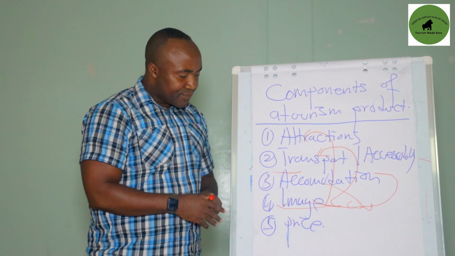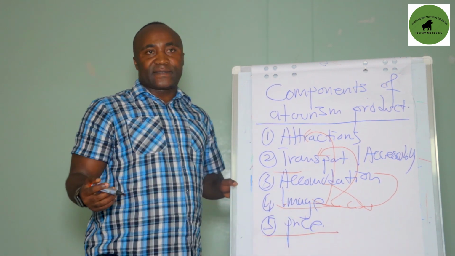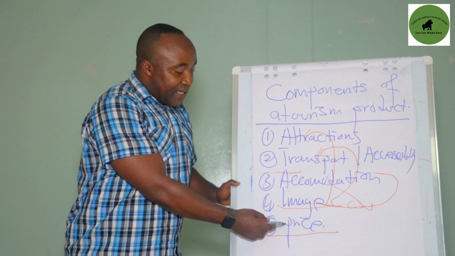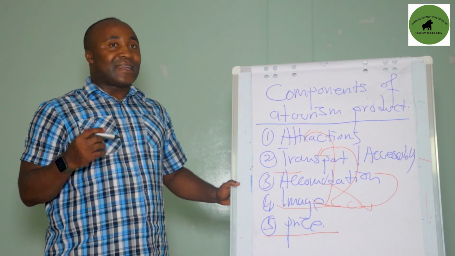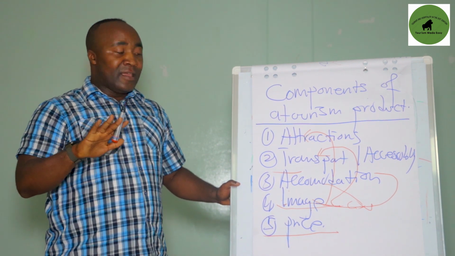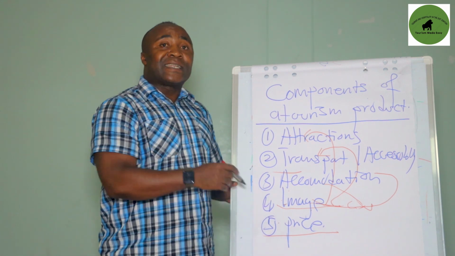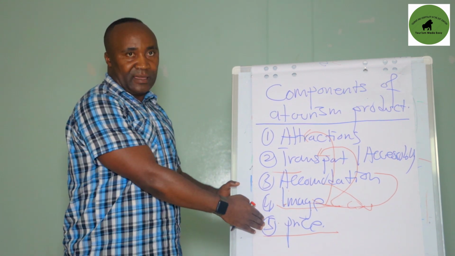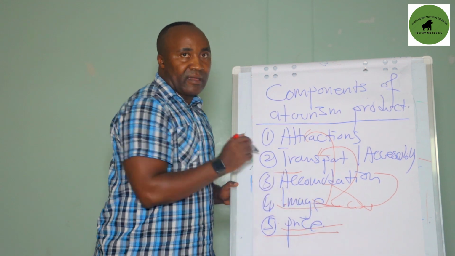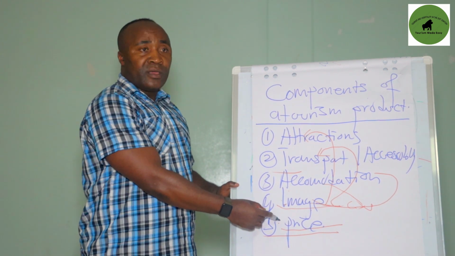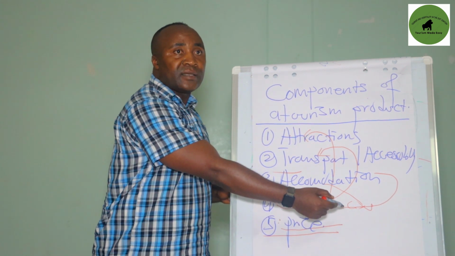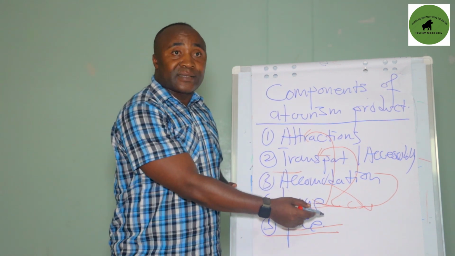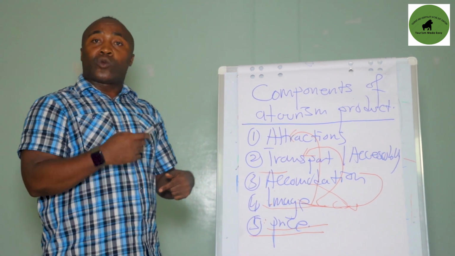Number 5, which is the last, is price. I always tell my students that tourism products and services are not for free. If you want to consume them, there's an amount of money that you must pay. You want to do gorilla tracking, it is expensive. In Congo, $300 US, in Uganda, probably $600, and they keep fluctuating.